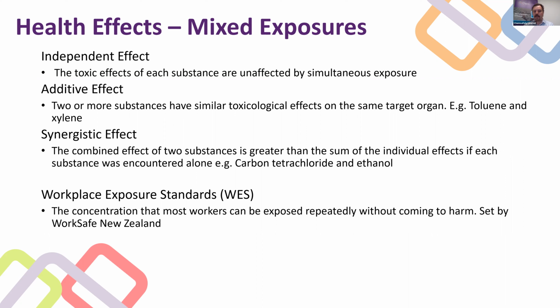An additive effect occurs if two or more hazardous substances have similar toxicological effects on the same target organ or system. In this case, their combined effects need to be considered. The combined effect of two substances is equal to the sum of the individual effects if each substance was encountered alone. So for example, toluene and xylene, both of these substances are irritant and narcotic.